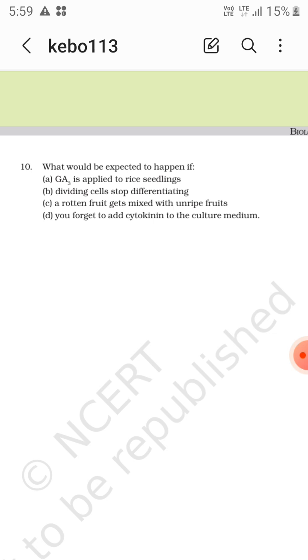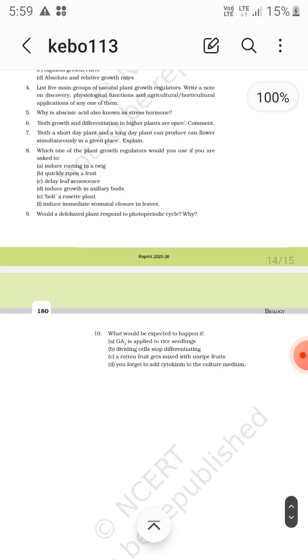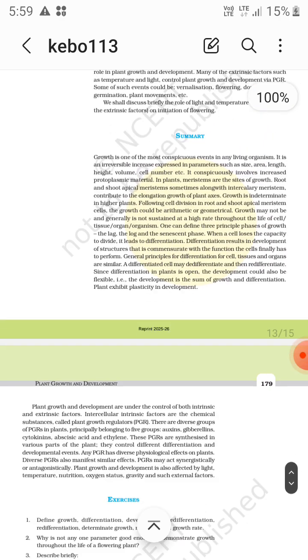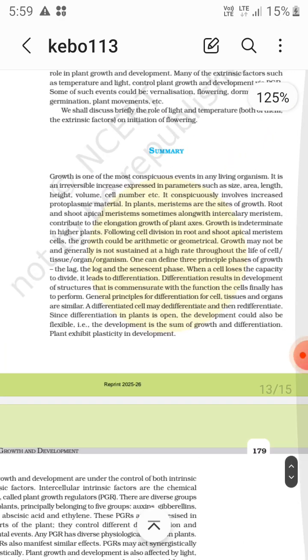Now, dividing cells stop differentiating, that is maybe something I don't know, but GA3 is applied to rice seedling. I will cover it in the next session. Alright, anyways, so this is your chapter on plant growth and development, right?